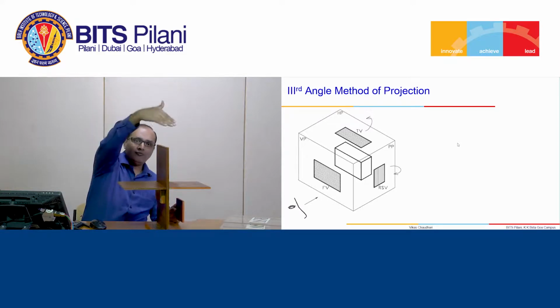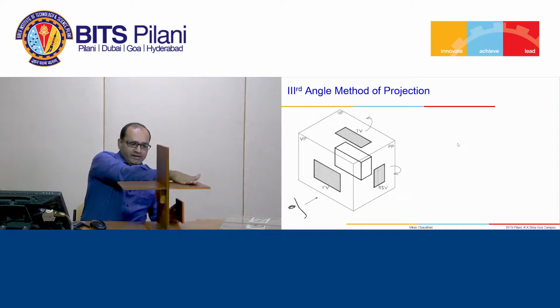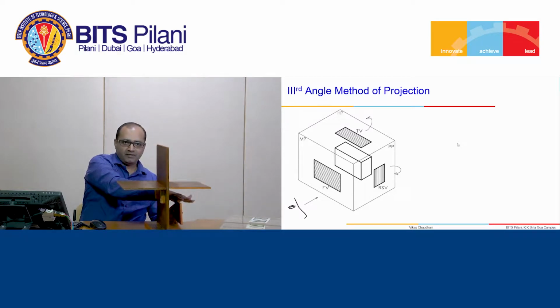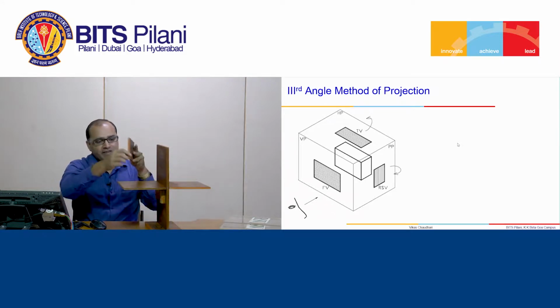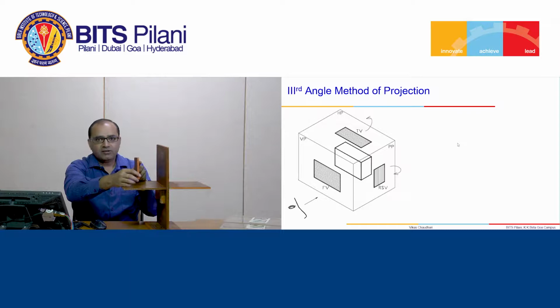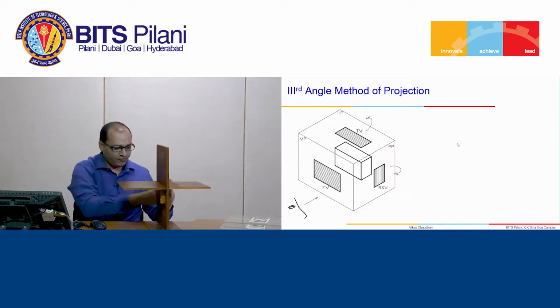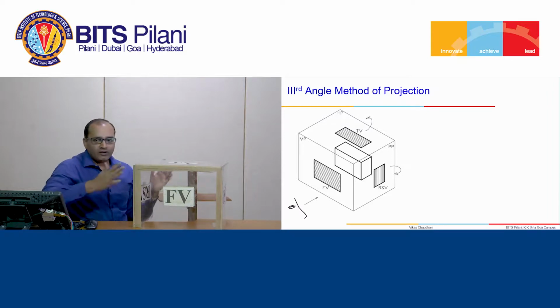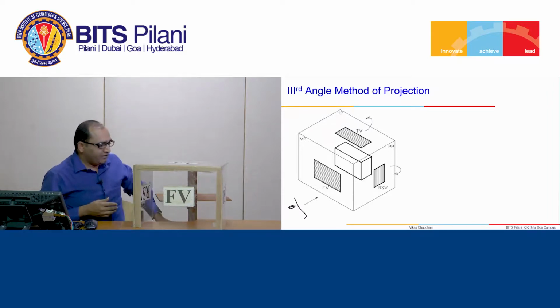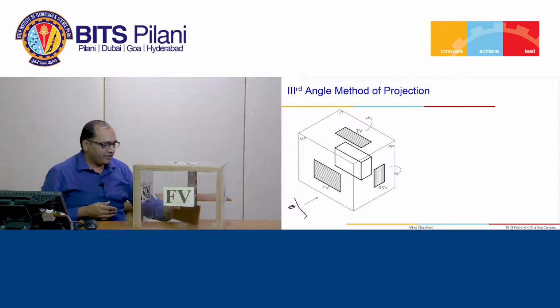For top view, observer will be here. So you have observer, plane of projection, and then object. So in first angle method of projection, we keep object in the first quadrant. In third angle method of projection, we keep object in the third quadrant. Now let us consider the third quadrant. Object is kept in the third quadrant.